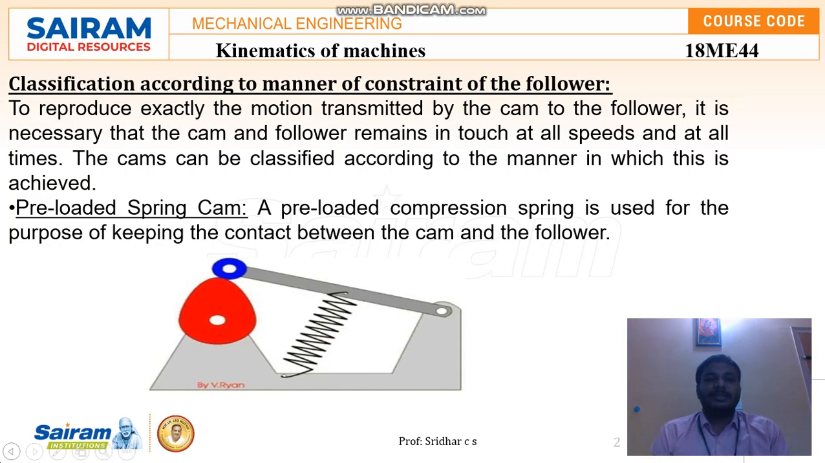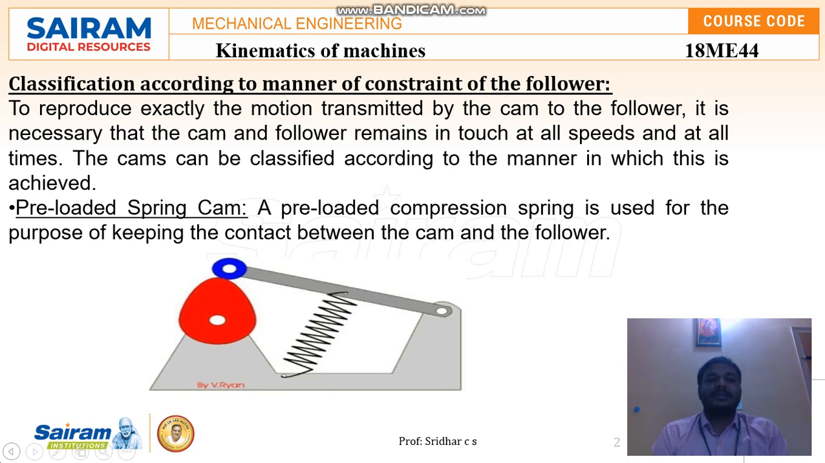The third classification is the classification according to the manner of constraint of the follower. Again, it is classified into three categories: one is the preloaded spring cam, then the positive drive cam, then the gravity cam. So these are the three types of cams classified according to the manner of constraint of the follower.